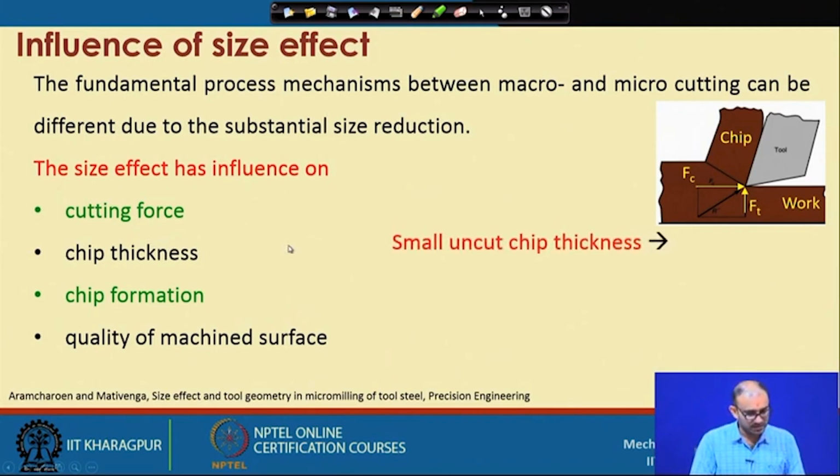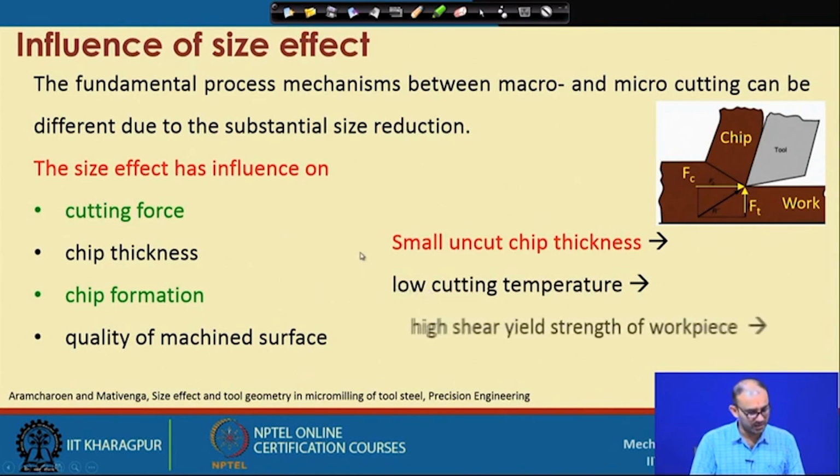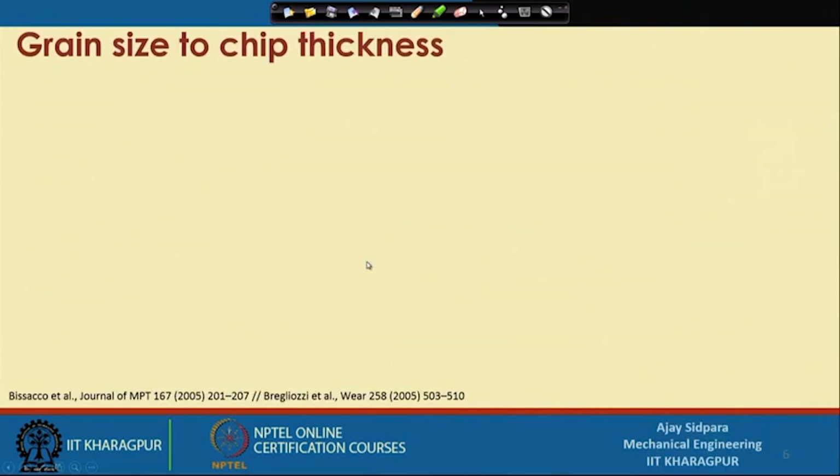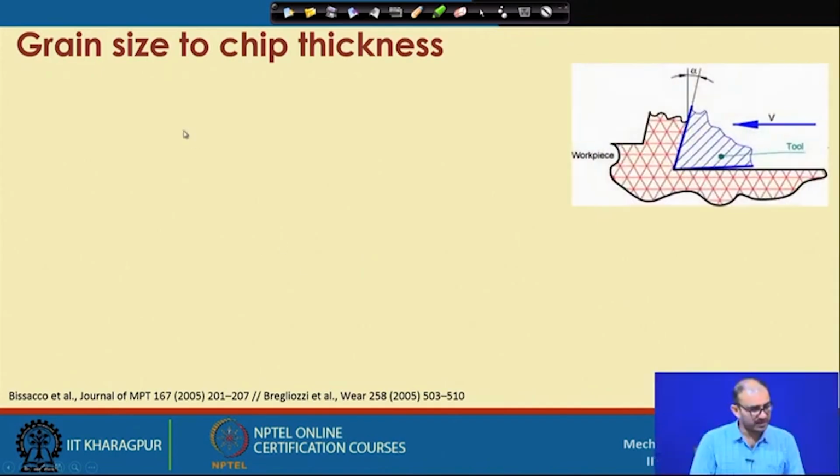Now let us see that a small uncut chip thickness has an effect on the low cutting temperature. Because of the low cutting temperature, the material yield strength is very high, and it results in high friction coefficients. Now, let us see what is the effect of grain size on the chip thickness, that we saw in an earlier slide, that there is an effect of the grain size also.